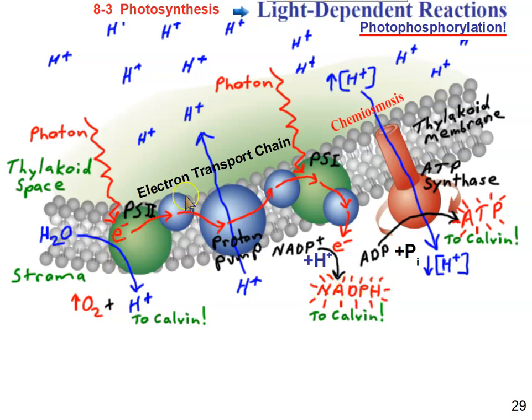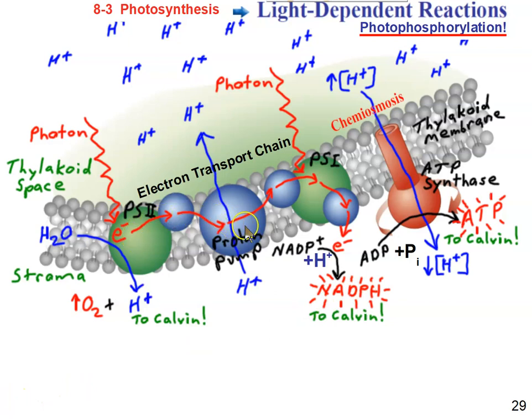That's one of the important products of the light-dependent reactions. It's an electron carrier, and it's going to carry those electrons, that's a form of chemical energy, to the Calvin cycle, to the light-independent reactions, where carbohydrates are going to be made.